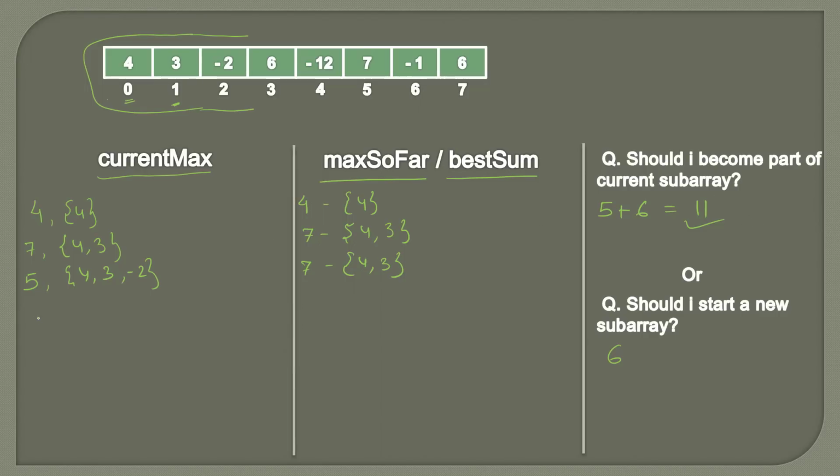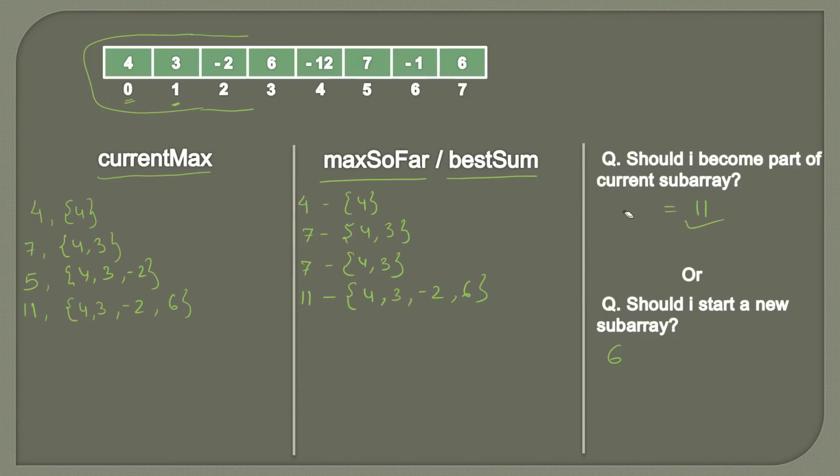So here the current max will become 11, which will be the addition of these 4 elements of the subarray. So now here you can see that this 11 actually beats 7. So max so far will take the maximum sum as 11 because it will figure out that okay, now I need to include 4, 3, -2 and 6 together because this is giving me a maximum sum.